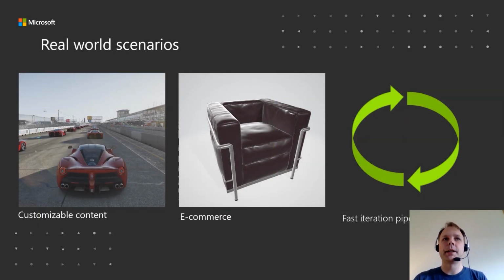So some real world scenarios for problem statements such as those: one would be in video games where you want customizable content. The example from Turn 10 is an excellent one. Also e-commerce is an excellent example of where you want to be able to show lightweight models, but you want to have flexibility in the materials, ideally as far down the pipeline as possible. And it's also useful in general when you want faster iteration pipelines. If you just make material changes, you just want to update the textures.